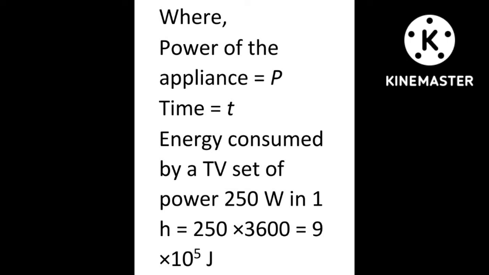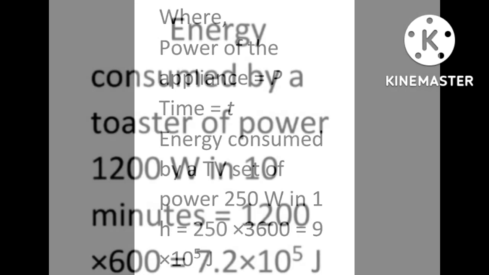And the energy consumed by a TV set of power 250 watt in 1 hour we can calculate as H is equal to P into T. Here P is 250 and time is 1 hour. So that 1 hour we can convert into seconds. That is 1 hour is 60 minutes into 60 seconds. So that will be 3600. When we multiply that 250 with 3600 we will get 9 into 10 raised to 5 joules.